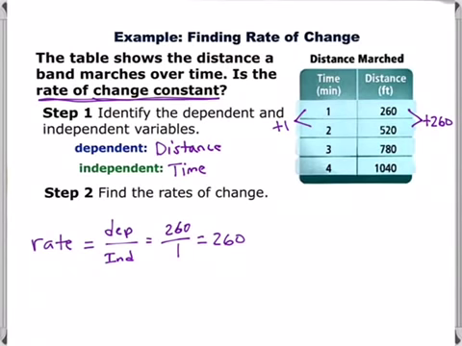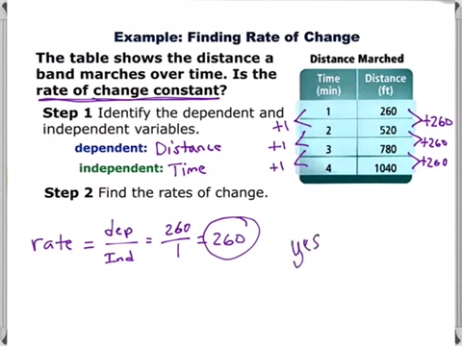And then we move on to the next one. So we've got adding of 1 from 2 to 3, and we're adding again 260 from 520 to 780. So because the numbers are the same, I'm going to get the same rate of change. And then I check my last set. 3 to 4 is +1, 780 to 1040 plus 260. So for each interval, we got the same rate of change. So yes, the rate of change is constant.